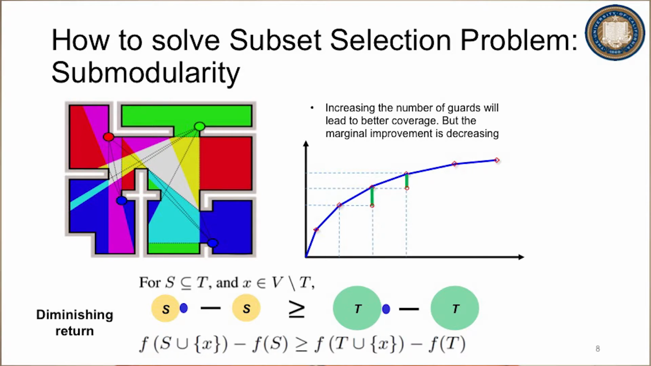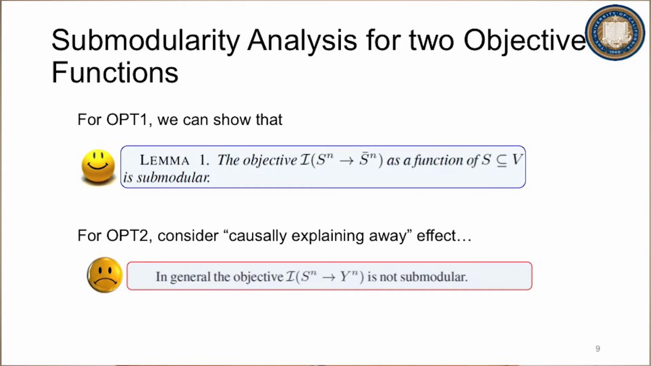In order to solve these problems in a tractable way, we conduct submodularity analysis for these two problems. For those of you who are not familiar with submodularity, you can think of it as a general property for set functions, the so-called diminishing return property. Fortunately, we can prove that the first objective function for causal sensor placement is actually submodular. However, the second problem, causal covariate selection, is not submodular in general.